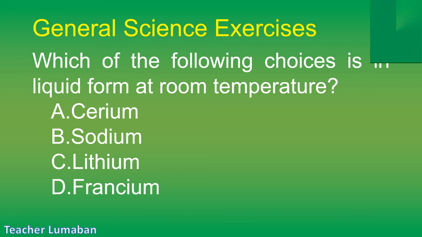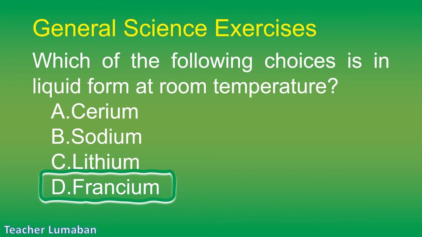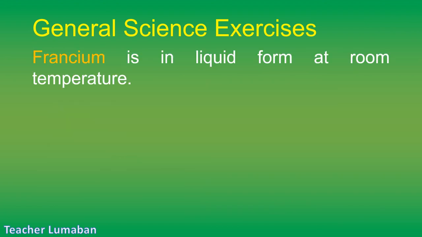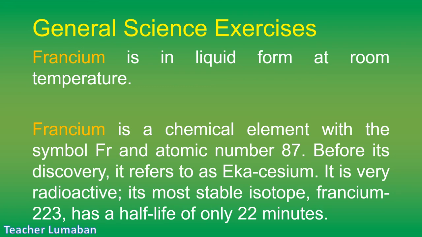The correct answer is letter D, francium. Francium is in liquid form at room temperature. Francium is a chemical element with the symbol Fr and atomic number 87. Before its discovery, it was referred to as eka-cesium. It is very radioactive. Its most stable isotope, francium-223, has a half-life of only 22 minutes.